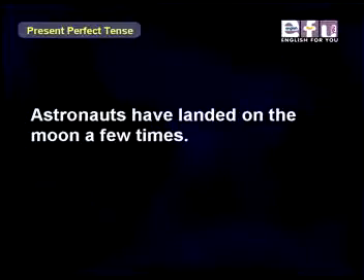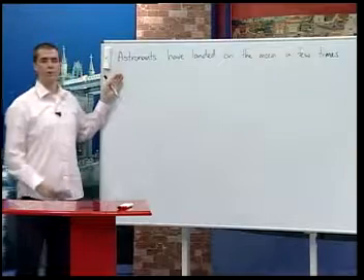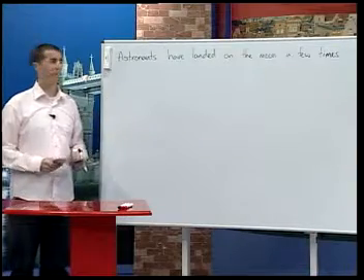So the present perfect tense is used to describe an activity or situation that did or did not happen sometime in the past. We don't know exactly when. It can also be used to describe activities that happened several times in the past. For example, astronauts have landed on the moon a few times.